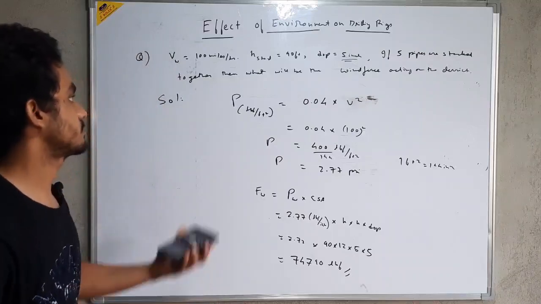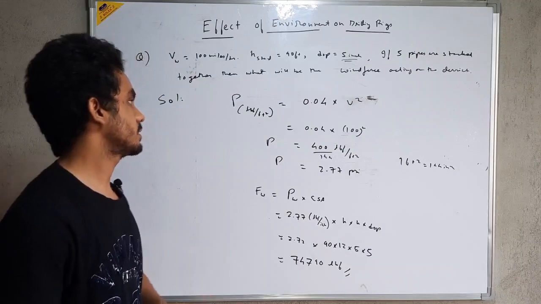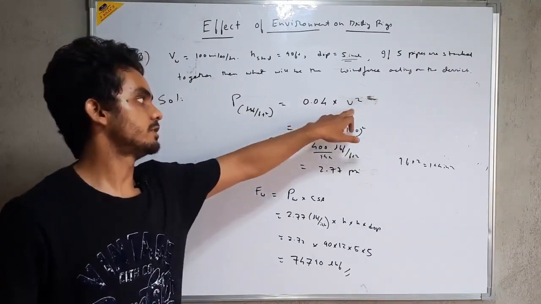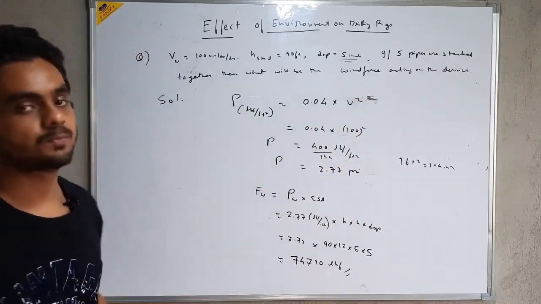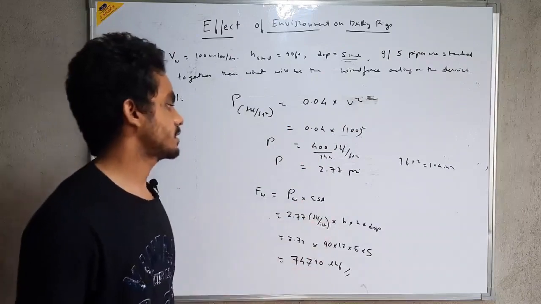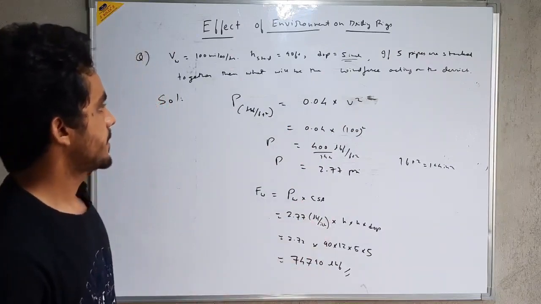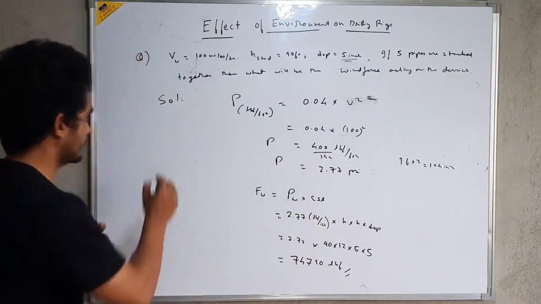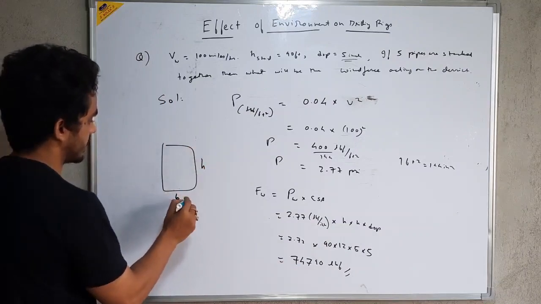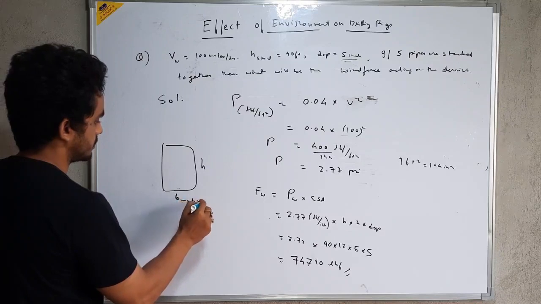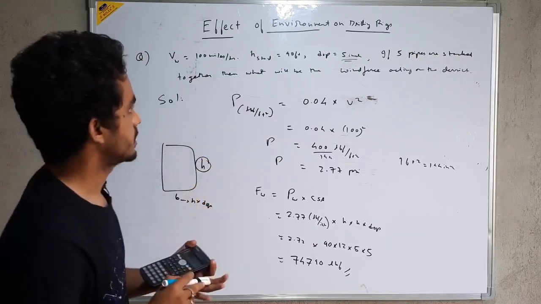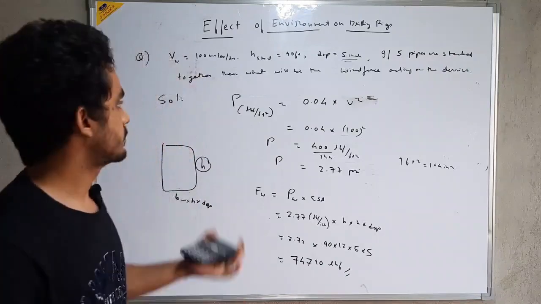So this was a simple problem. First you need to find out the pressure which will come in lbf per feet square by using this formula where V is in miles per hour. Then you have to convert it into psi by dividing by 144. Then simply multiply with the cross sectional area. Cross sectional area will be height into breadth, and that breadth will be number of pipes into DOP. This height will be height of the stands. So in this way you can solve this simple problem.